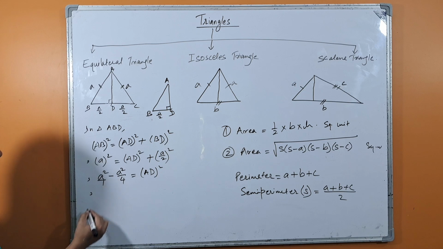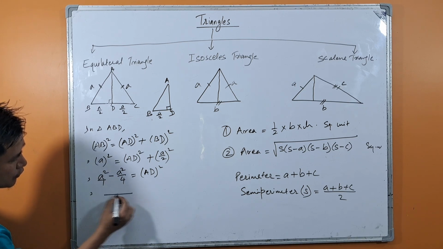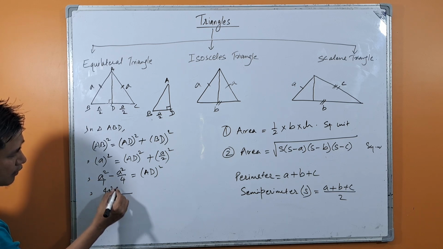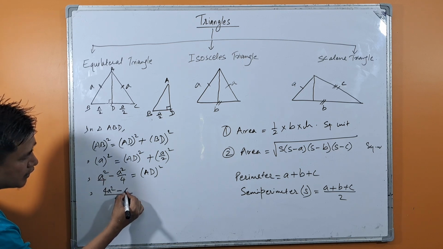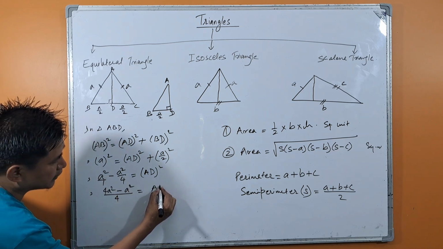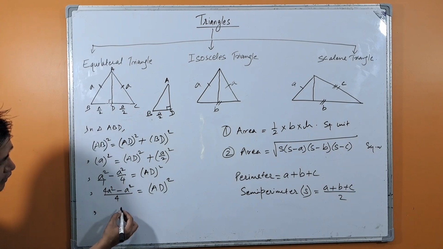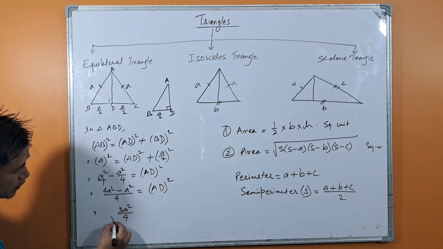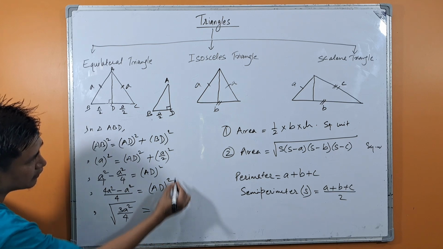This is 1 in the denominator. The LCM of 1 and 4 is 4. So 1 into 4 is 4. That 4 into A square is 4A square, minus 4 1s are 4, so 1 into A square is A square, equal to AD square. So 4A square minus A square is 3A square upon 4. So this square we bring to the left hand side, becomes root, equal to AD.